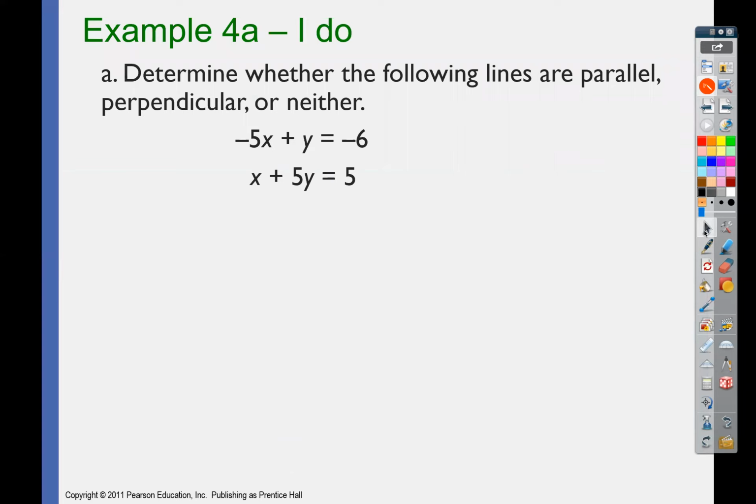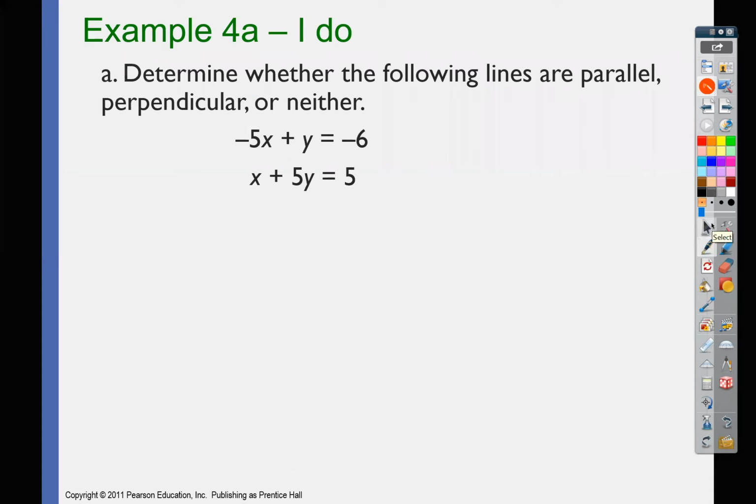All right, so number 4 says determine whether the following lines are parallel, perpendicular, or neither. So to do this, you're going to need to put them both in slope-intercept form, y equals mx plus b. Okay, so to do the first one, you would just have to add the 5x to both sides. So I would get y equals 5x minus 6. The second one, I'm going to write over here.